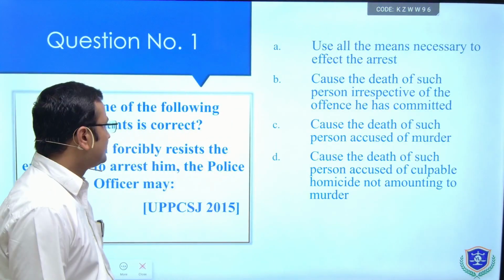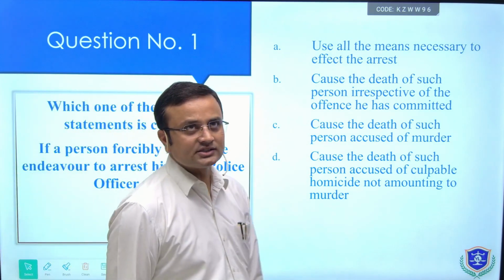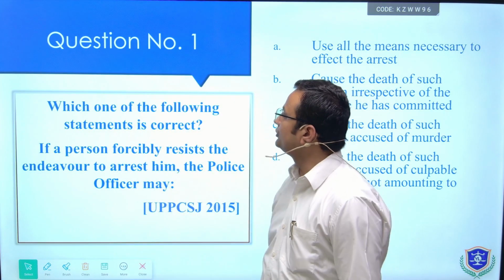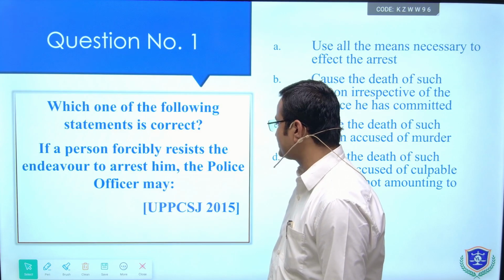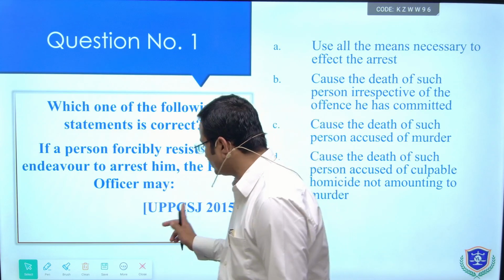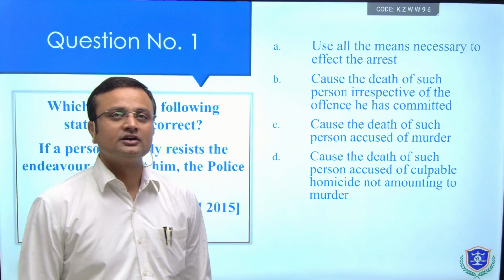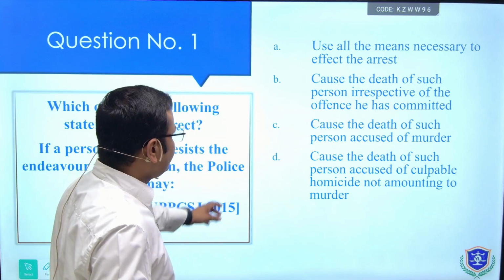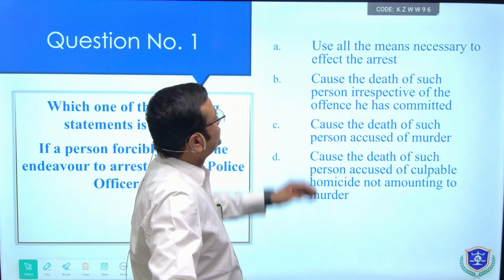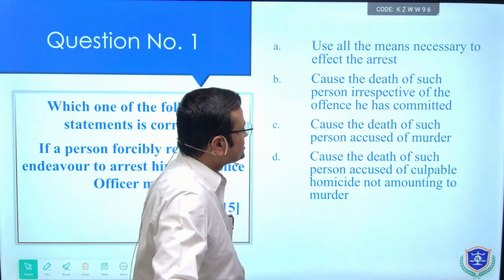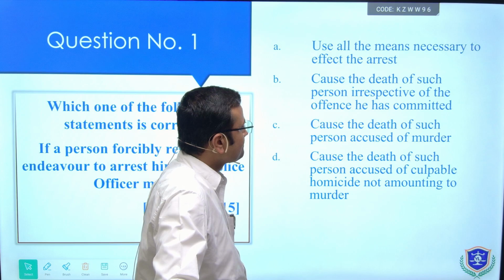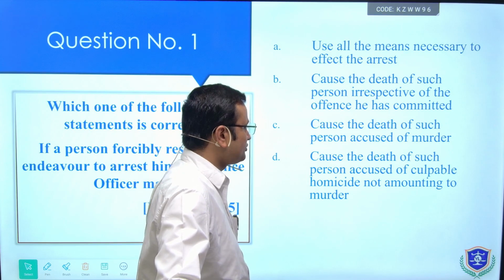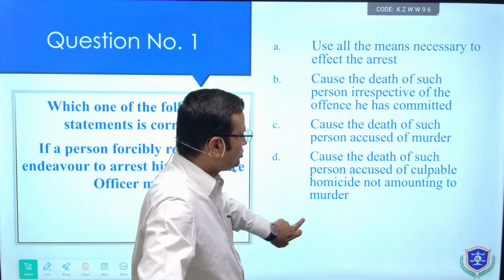MCQs. Now the question is, which one of the following statements is correct? If a person forcibly resists the endeavor to arrest him, the police officer may. Now this question has been asked in the 2015 UP PCSJ exam. Now the options are: use all means necessary to effect the arrest, cause the death of such person irrespective of the offence he has committed, cause the death of such person accused of murder, cause the death of such person accused of culpable homicide not amounting to murder.